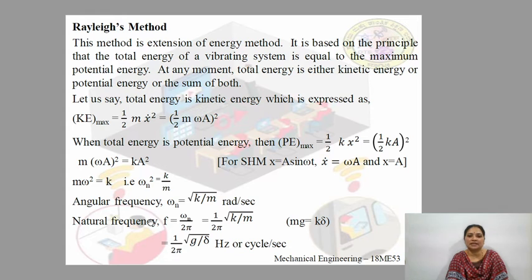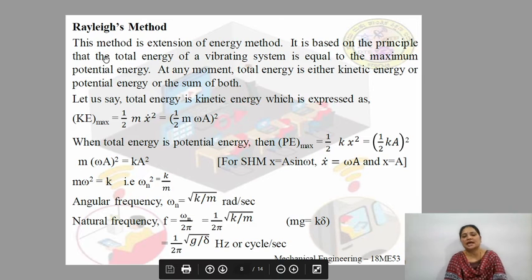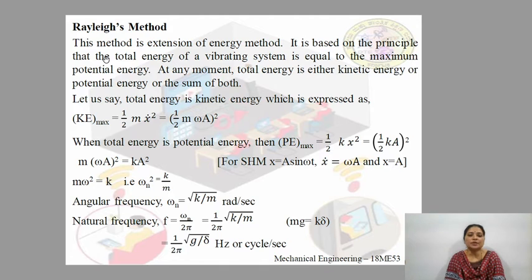The third method is Rayleigh's method. The statement of Rayleigh's method is, usually it is based on the principle of the total energy of a vibrating system, and it is an extension of the energy method that we discussed now. So this method is an extension of the energy method. It is based on the principle that the total energy of a vibrating system is equal to the maximum potential energy.